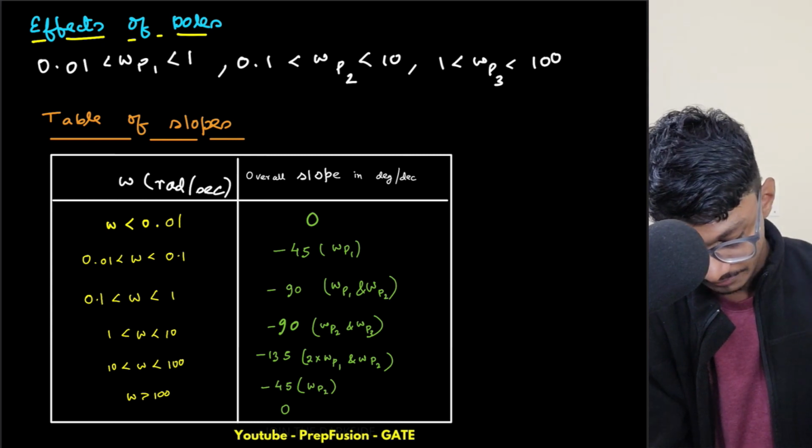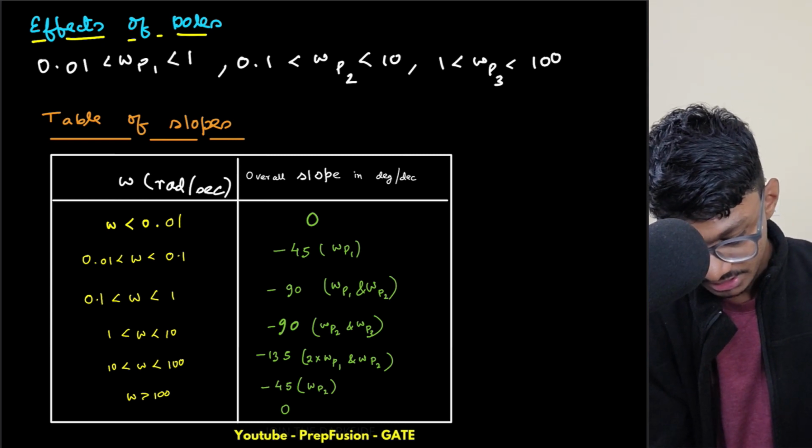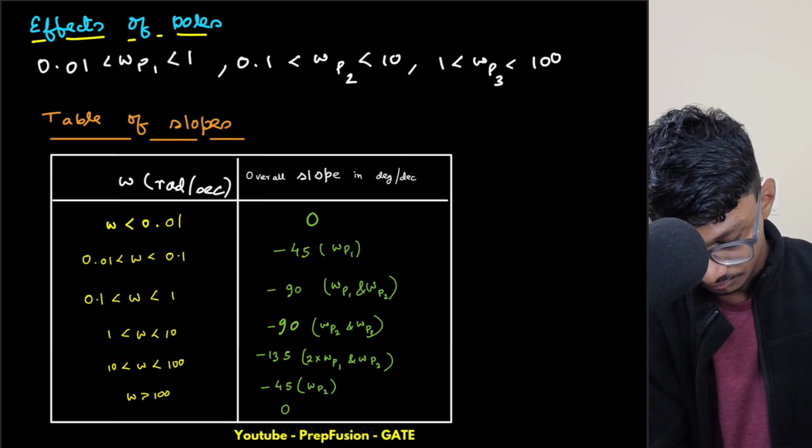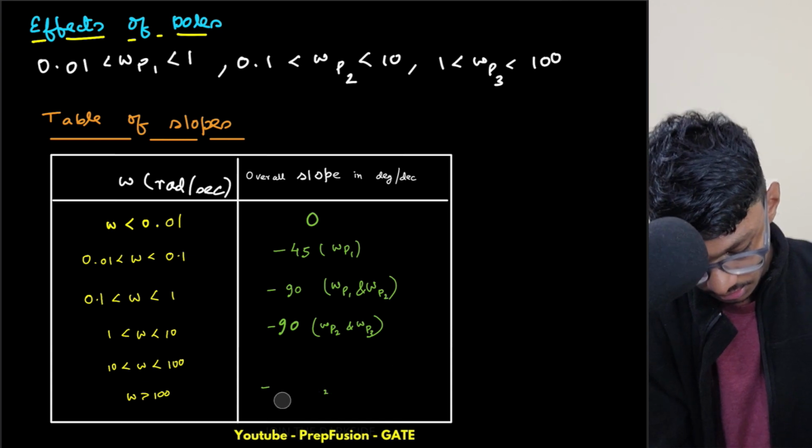Now after this, what is happening? Where were we? We were here, right? Let me just delete all this because it is being confusing.